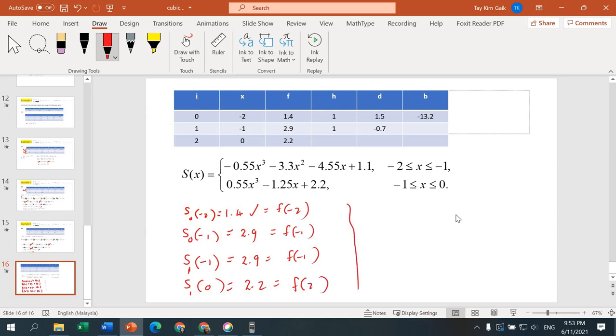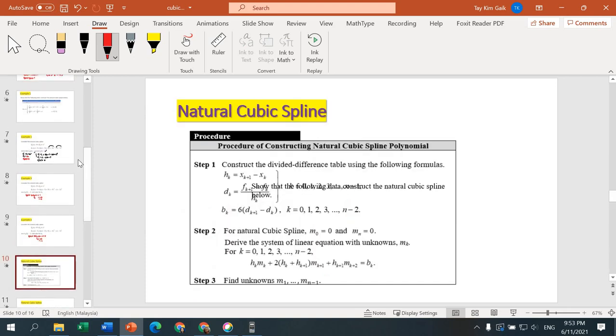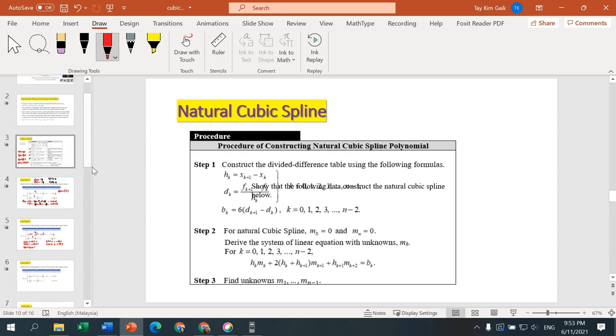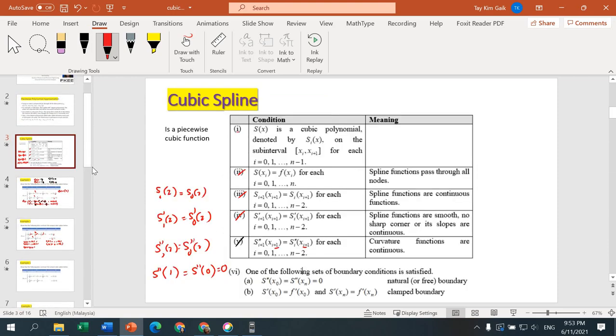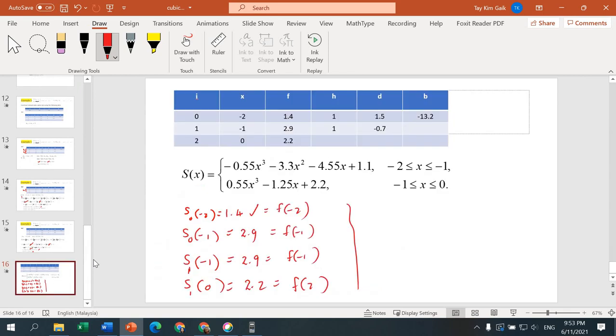And you see, this is actually a condition. Which condition just now? Condition 2, if I'm not mistaken. And then we also show this one. This is condition 3: their connectivity. The connecting point is negative 1. So you show S0 at negative 1 equals S1 at negative 1. This is condition number 3.